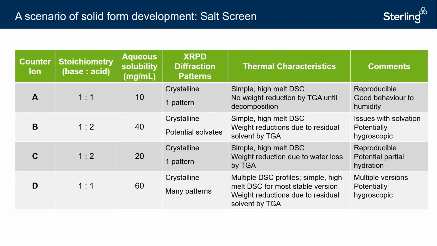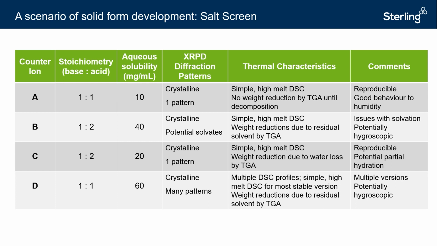Both the counterion A and C salts demonstrated form consistency by XRPD and DSC and were reproducible from multiple crystallization solvent mixtures. But their aqueous solubility was relatively low compared to the counterion B and D salts. The downside of the latter salt versions were potential issues of solvate formation and evidence of form/version variability. The aqueous solubility of the free API was non-existent in water as anticipated, so any API solubility as a salt was an improvement over the free API.